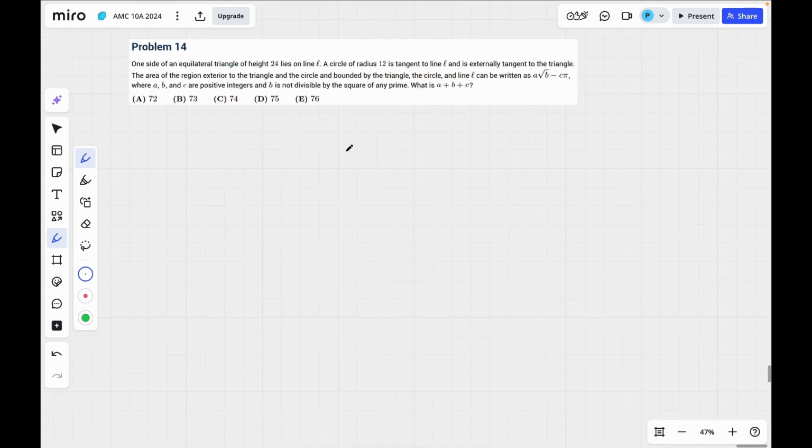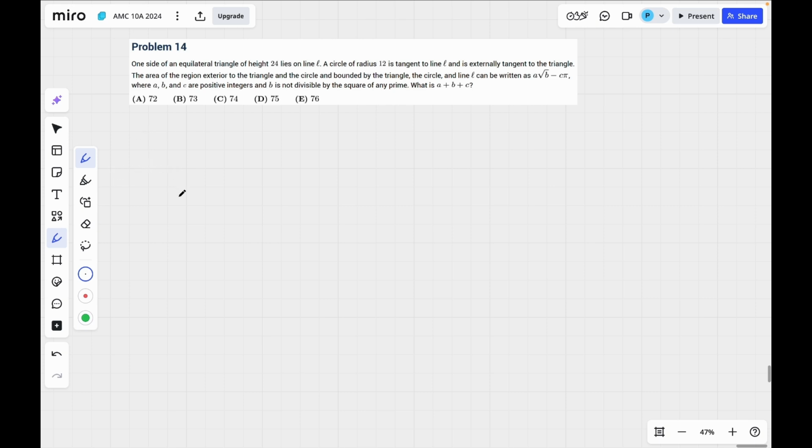Problem 14. One side of an equilateral triangle of height 24 lies on line L. A circle of radius 12 is tangent to line L and is externally tangent to the triangle. The area of the region exterior to the triangle and the circle and bounded by the triangle, the circle, and line L can be written as a square root of b minus c pi, where a, b, and c are positive integers, and b is not divisible by the square of any prime. Find a plus b plus c.